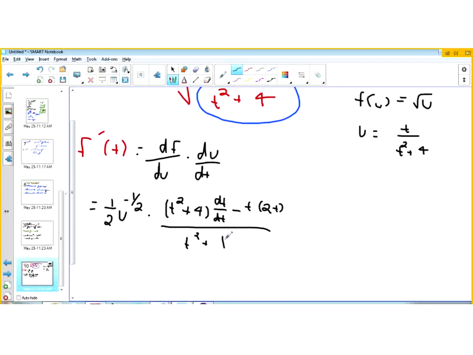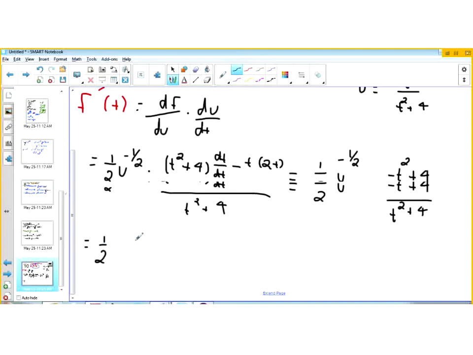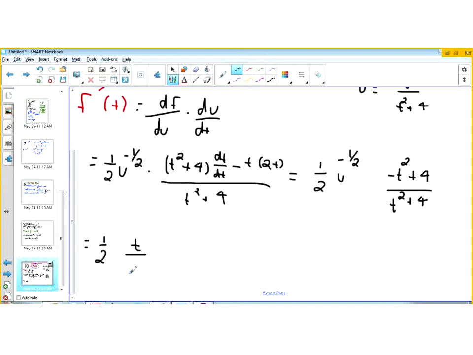So we can write 1/2 u to the minus 1/2, and that would be, simplifying the numerator algebraically, t squared minus t squared plus 4, over t squared plus 4. All we have to do next is plug in the value of u. So this would be 1/2, and u is what? t over t squared plus 4.